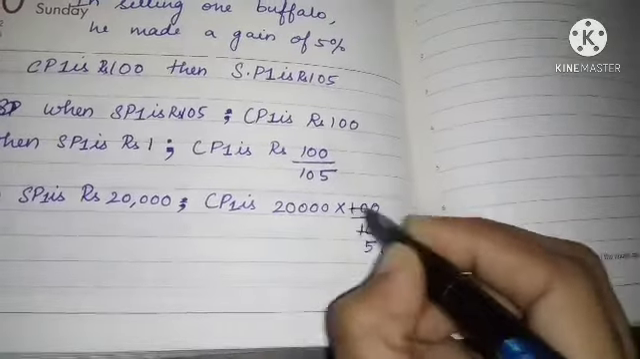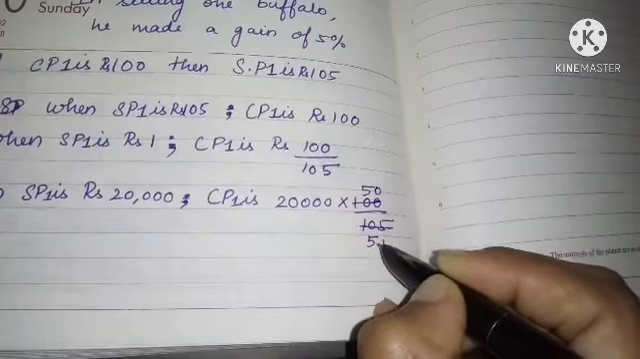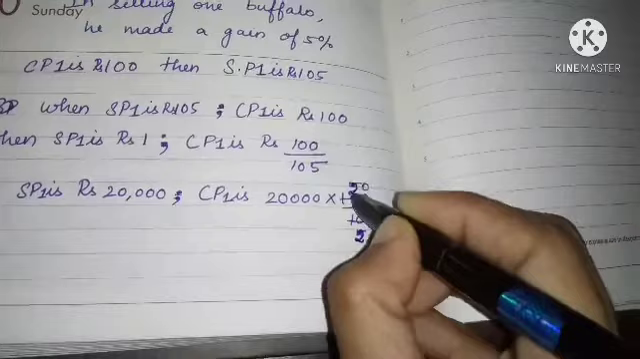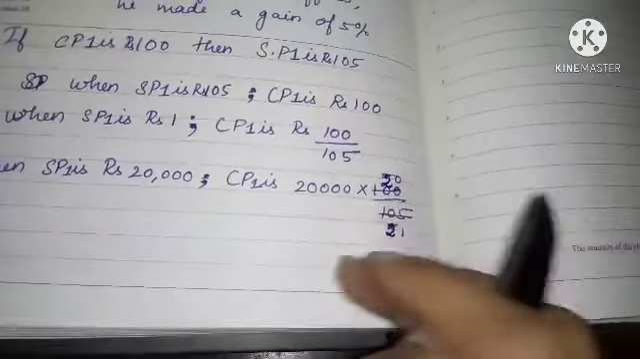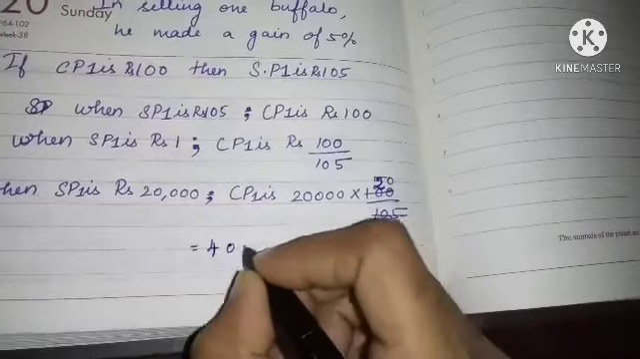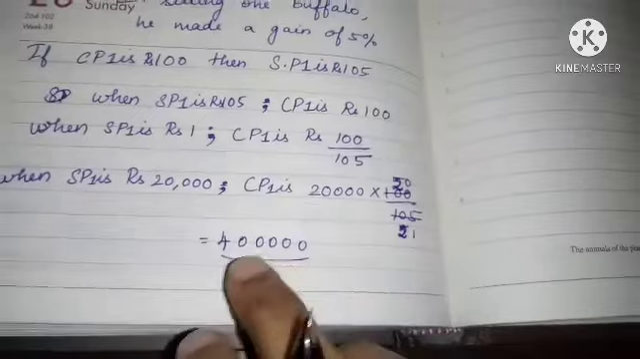5, 2s are 10, 5, 4 are 20. So you can cancel, 20 into 2, 4 lakh... divided by 21. So 4 lakh divided by 21. We can divide it and see, right?